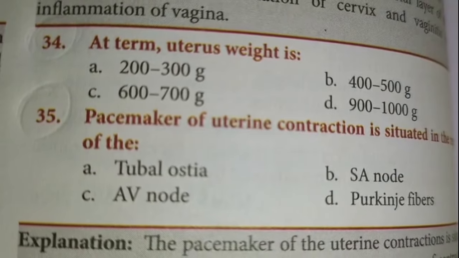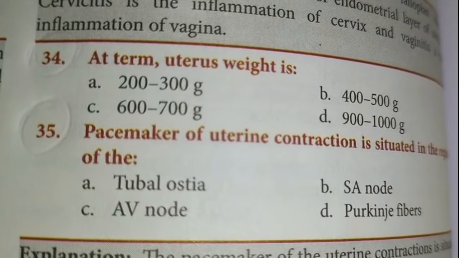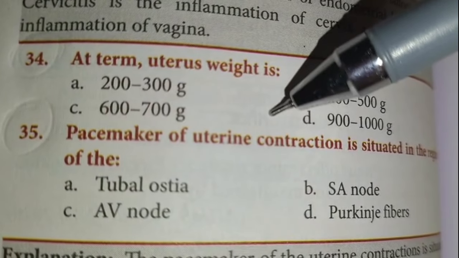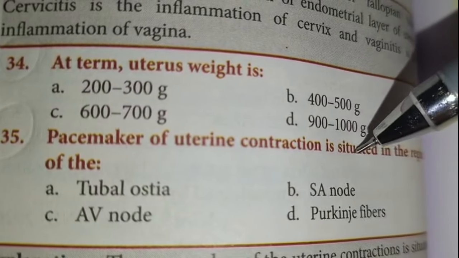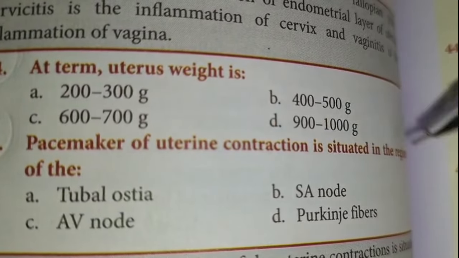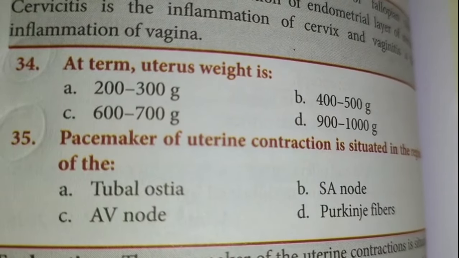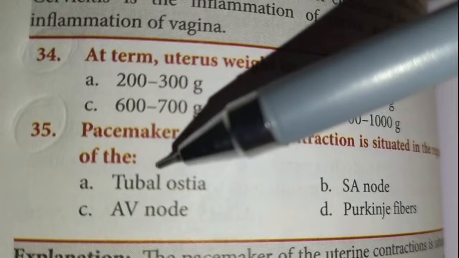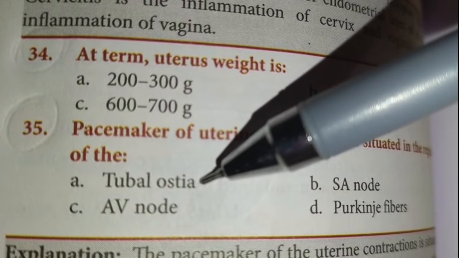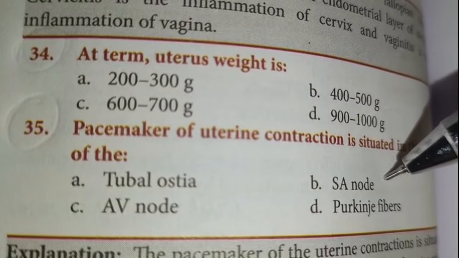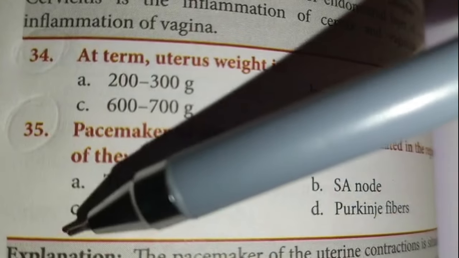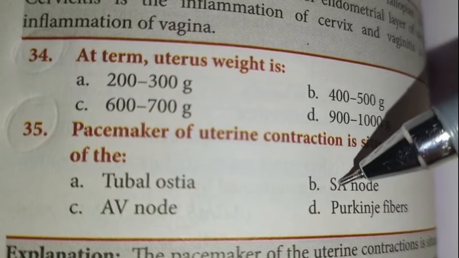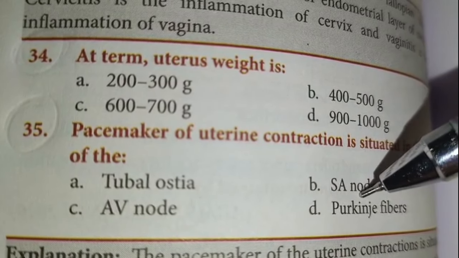And the next question is, pacemaker of uterine contraction is situated in the region of the option A, tubal ostia, B, SA node, C, AV node, and D, Purkinje fibers.